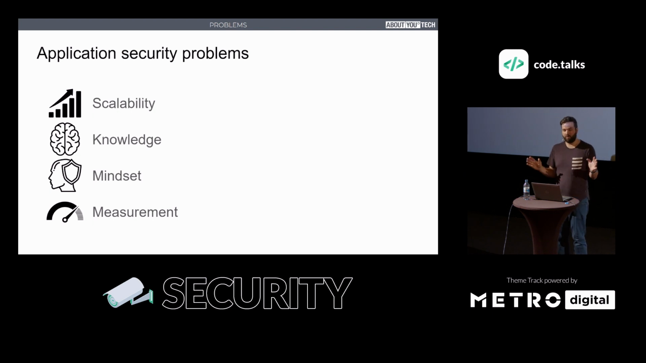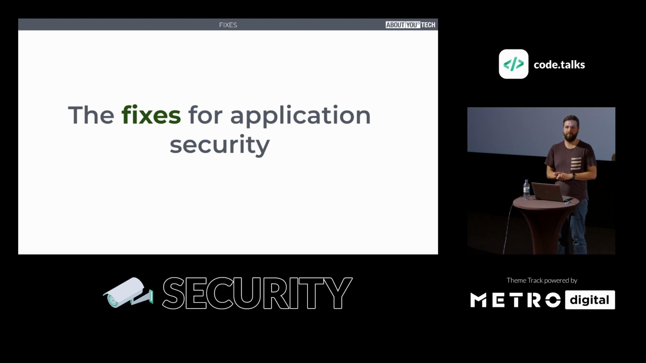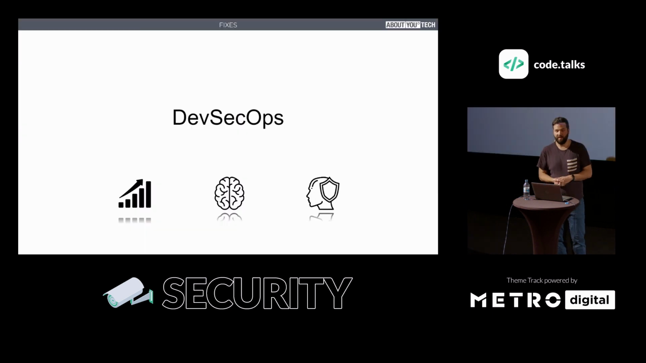And there may be more problems with application security, but I do hope I covered the most important ones. Now, let's talk about some fixes for application security. And I really want to lay emphasis on the plural here, because there is no single silver bullet solving security for you. It's always a mixture of measures. From my perspective, the most effective measure to increase security in your organization is DevSecOps.